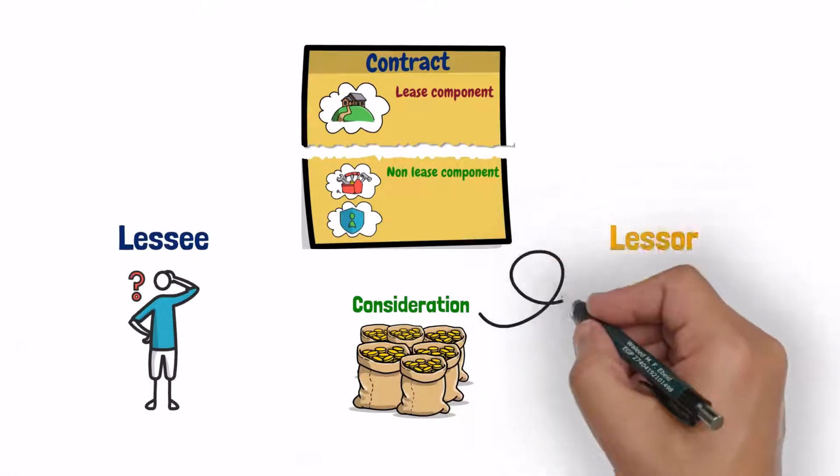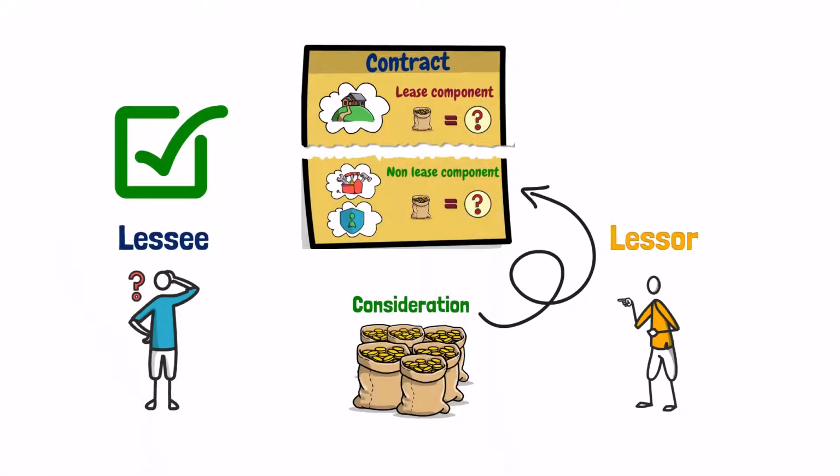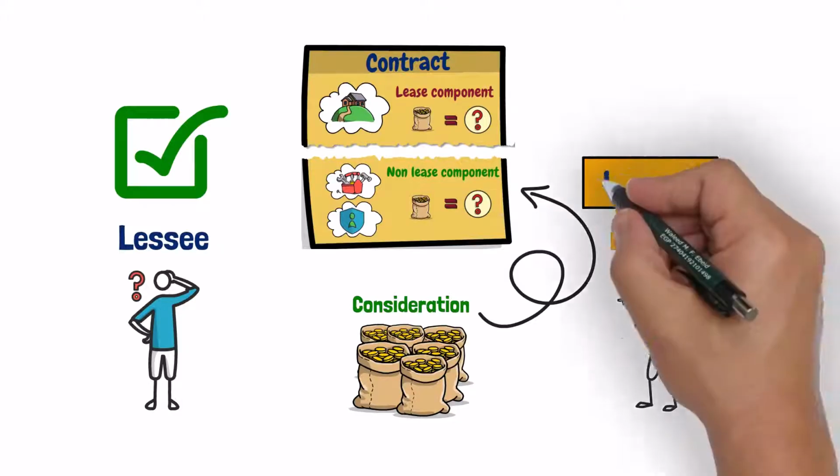That is all about the allocation of the contract consideration from the lessee's perspective. The allocation of the contract consideration from the lessor's perspective is beyond the scope of this course, and shall be addressed in a future course that will cover IFRS 15.